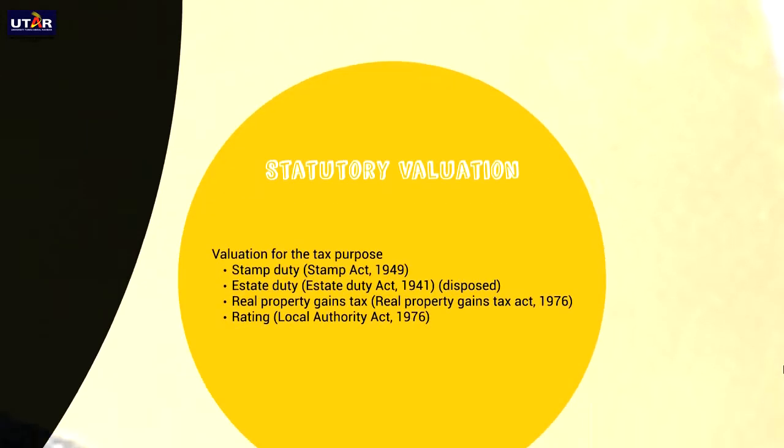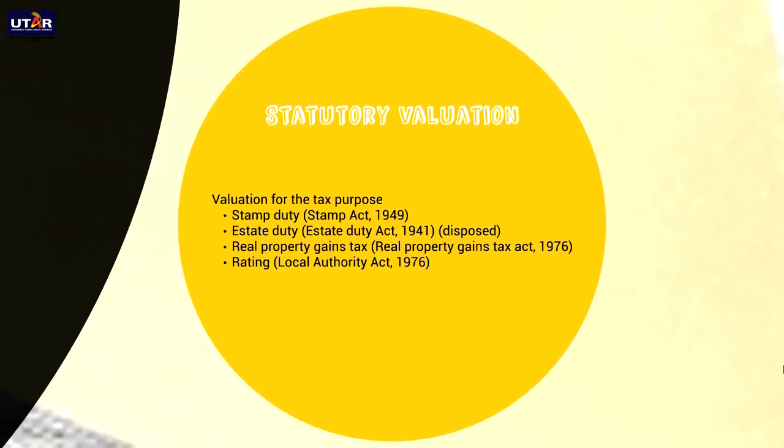While for the statutory valuation, it can be divided into two. The first one is valuation for the tax purpose. This includes the stamp duty, which uses the Stamp Duty Act 1949, and estate duty, which is bound by the Estate Duty Act 1941. However, this estate duty has been disposed. The third tax is real property gain tax, which is bound by the Real Property Gain Tax Act 1976, and the last one is rating, which is bound by the Local Authority Act 1976.